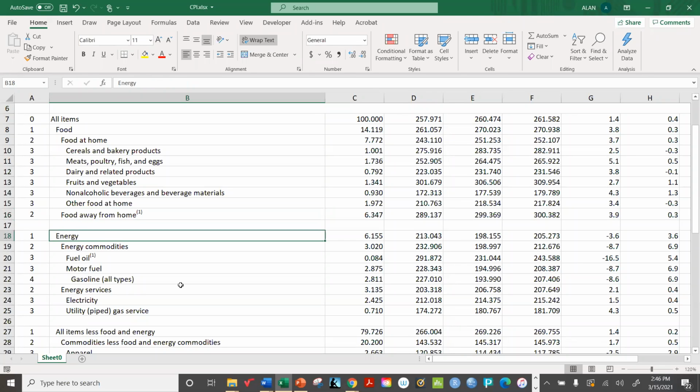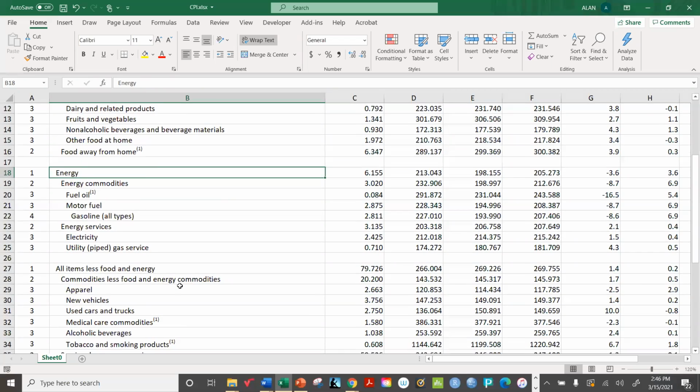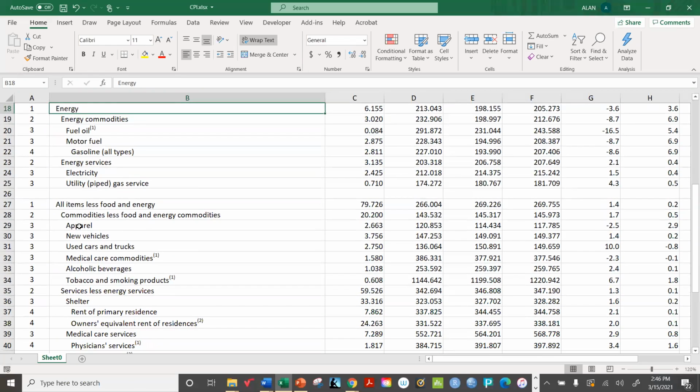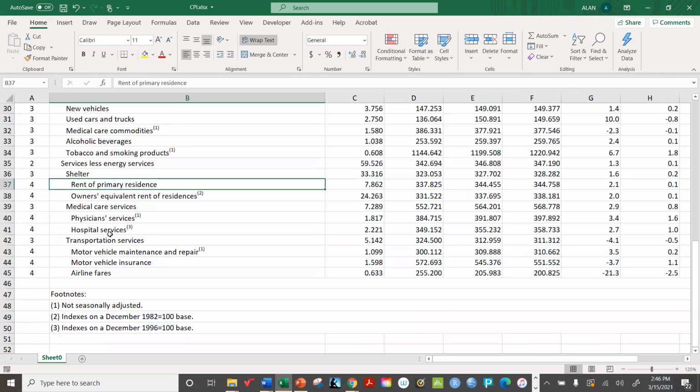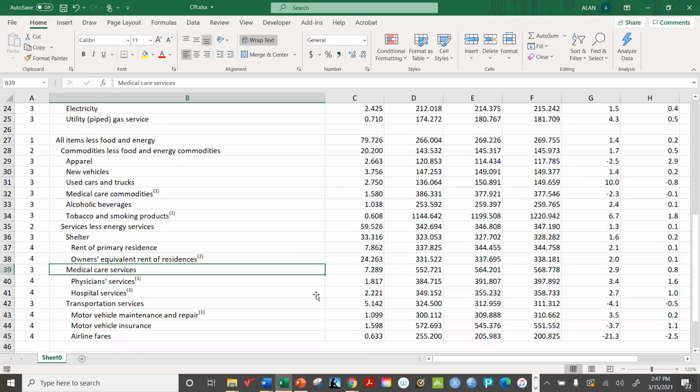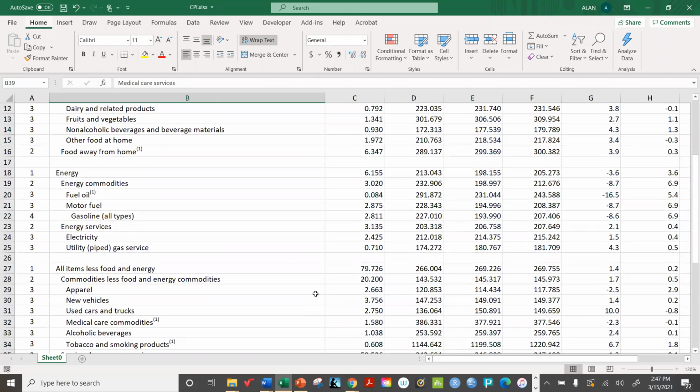Then they have energy. They have apparel, which is clothes, of course, vehicles, alcoholic beverages, tobacco, services, shelter, meaning rent, or whatever the case may be, medical, et cetera, et cetera. So you can see they have all these different items in here.